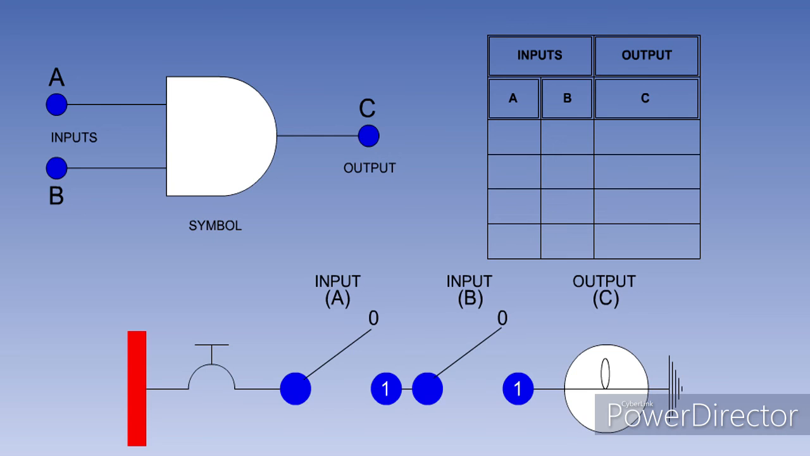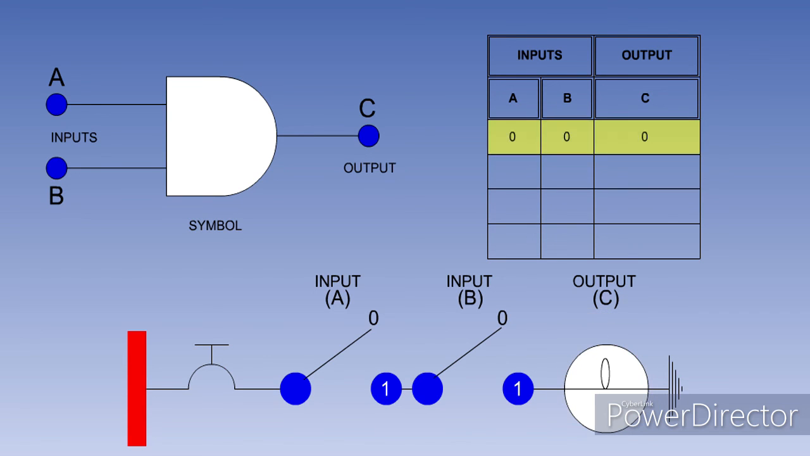To help us with this, we can represent the AND gate by the electrical circuit shown here. The two switches in series represent the inputs, and the light bulb the output. With the switch open, it represents binary 0, and when it is closed, binary 1.